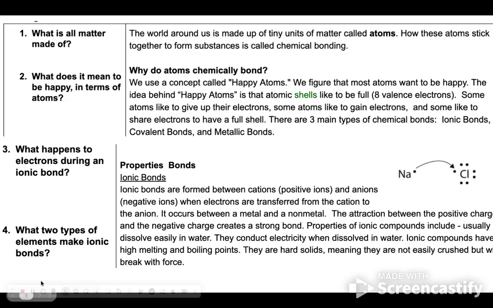Ionic bonds are formed between cations and anions when electrons are transferred from the cation to the anion. It occurs between metal and nonmetal. So that's important. That's something, if you have your highlighter still out, that you'd want to highlight.